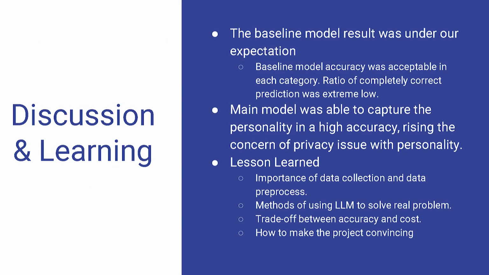Based on our project, we can see the baseline model was under our expectations, especially for the correct prediction ratio. But our main model can capture most of the features of personalities, making us concerned about privacy, since your posts can show your personality type and how you're feeling. From this project, we also learned a lot about data collection and how data preprocessing can affect the final result. It was our first time solving a real-life problem using LLM models. It's also important to know the trade-off between accuracy and cost, and how to make the project convincing, I would say.